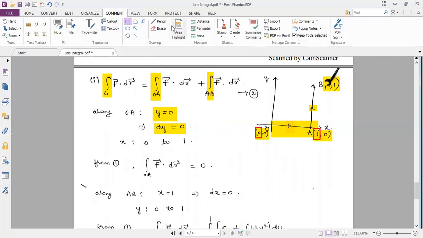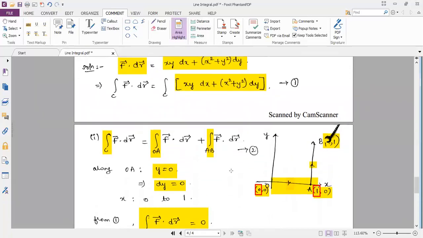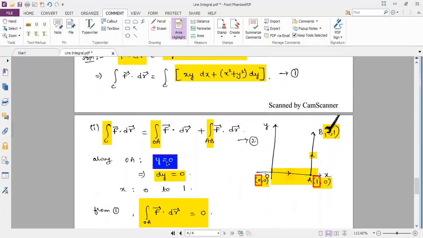So evaluating from equation 1, the integral over OA of F dot dr is equal to 0. Let's understand how this is 0. Going back to equation 1, we observe that the y value is 0.